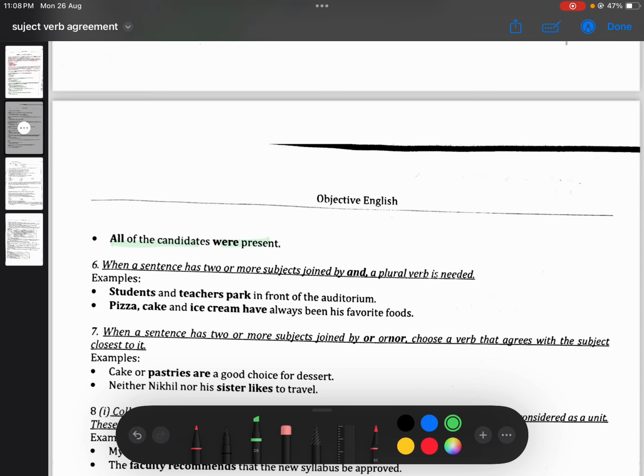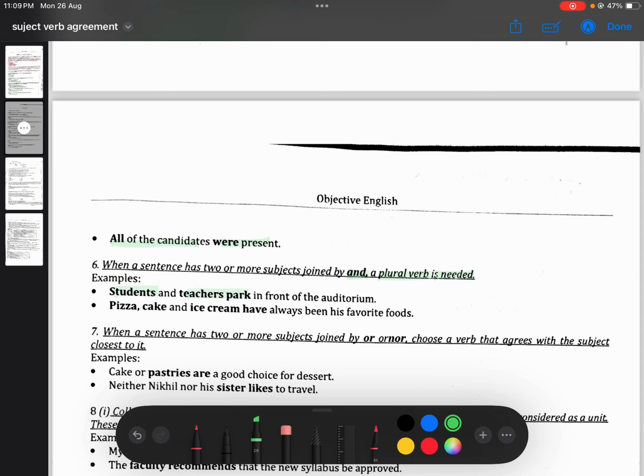Next rule. When a sentence has two or more subjects joined by and, a plural verb is needed.